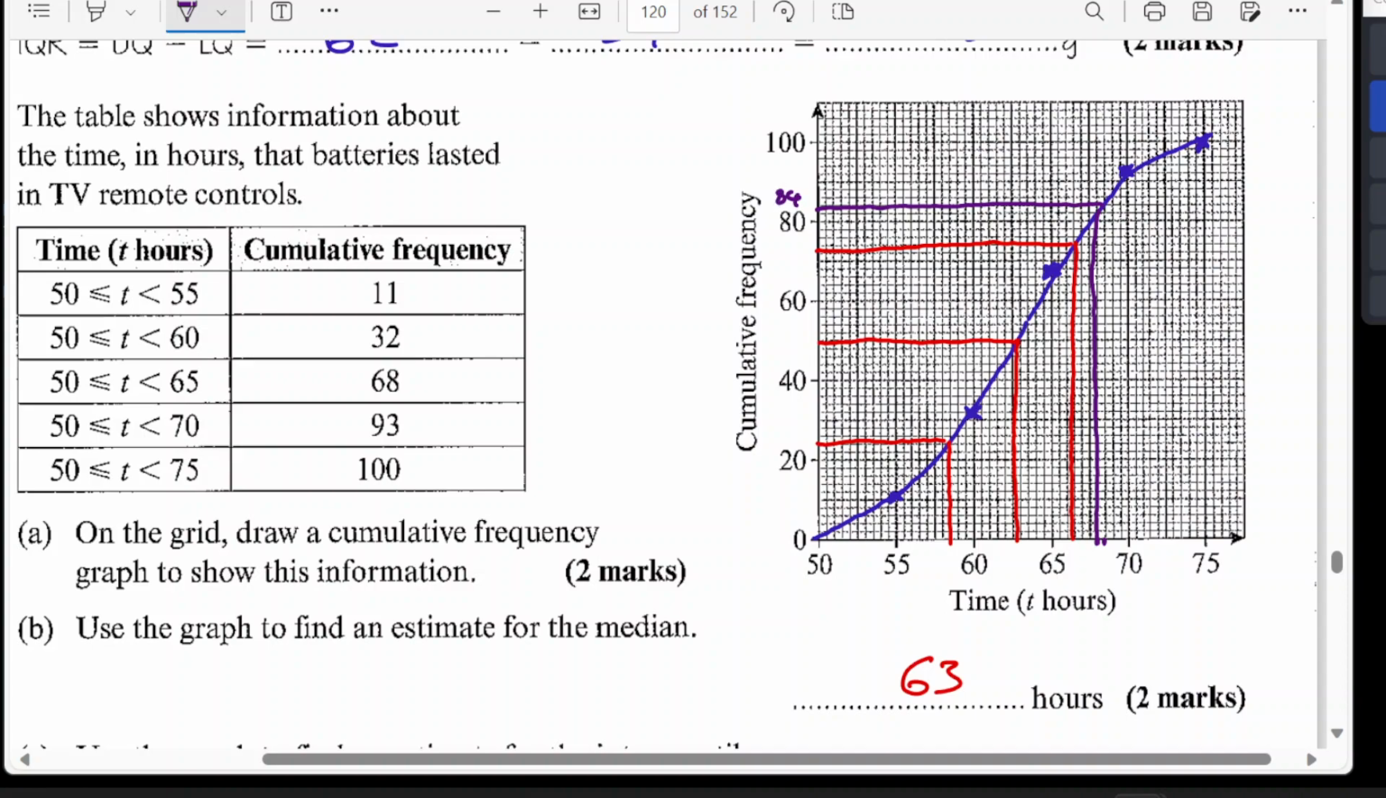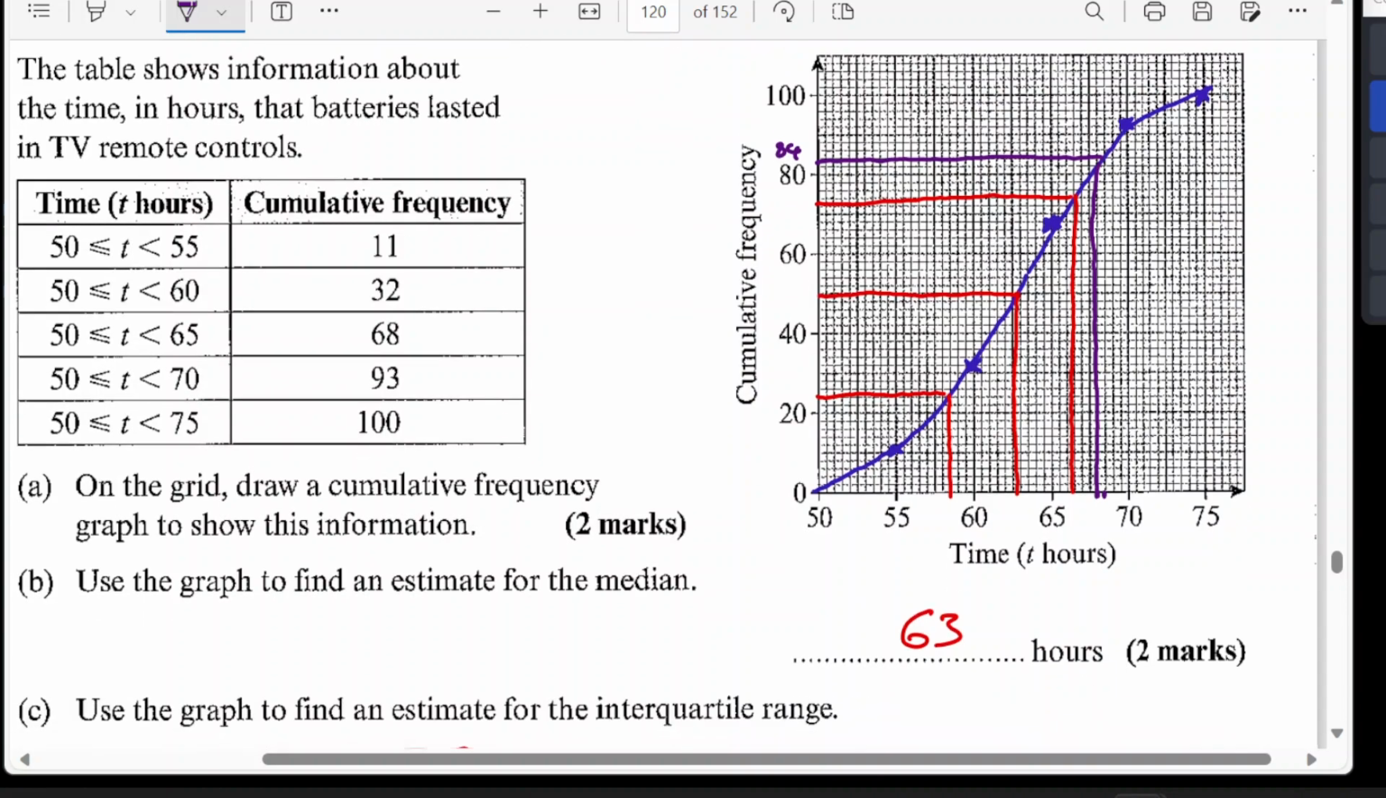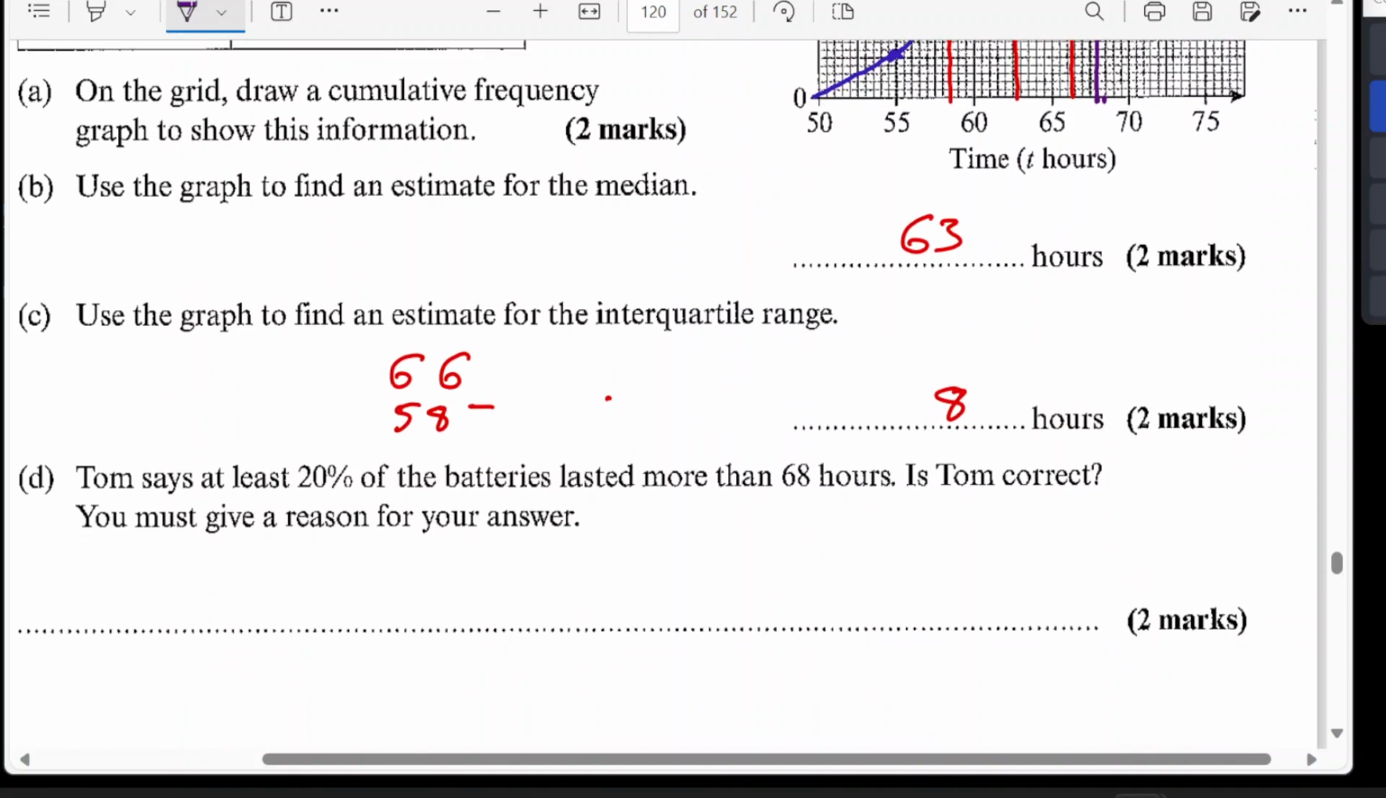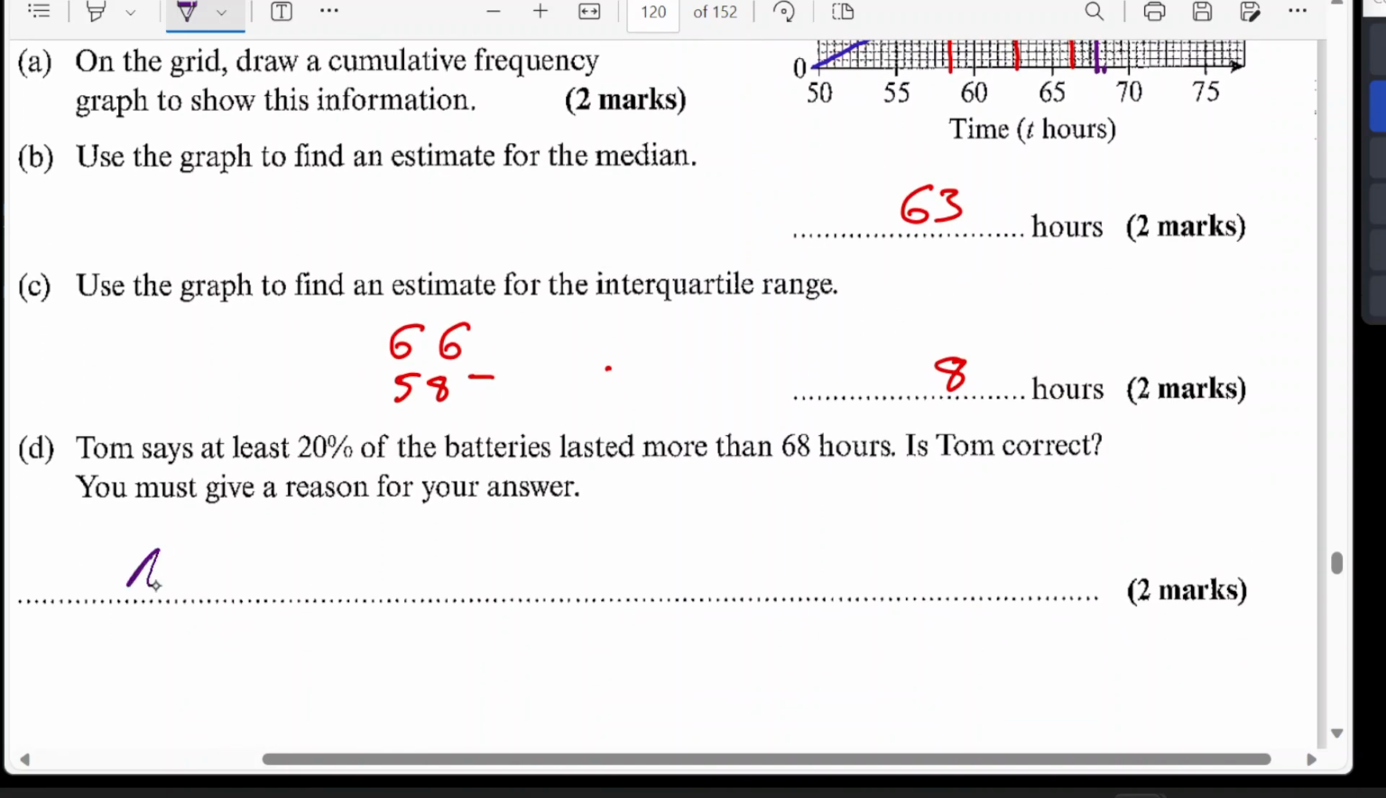So 84 of the batteries lasted less than 68. That means that 16% lasted longer. So I would say no, only 16% lasted longer.